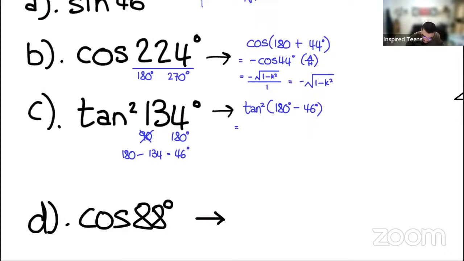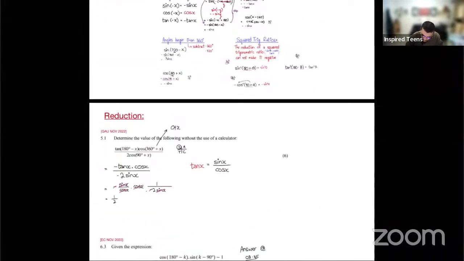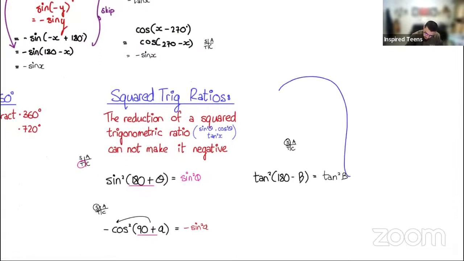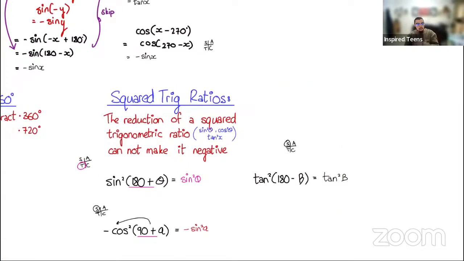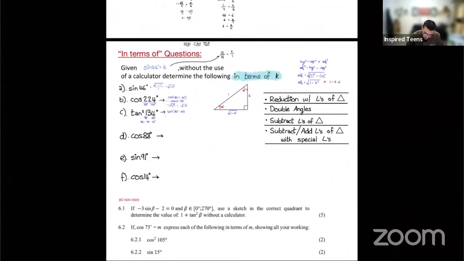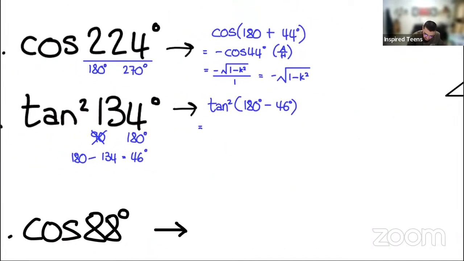Okay, so remember this tangent squared. If I'm not mistaken, we did examples with square, right? And how with the square, you cannot get a negative from the reduction of a squared trigonometric ratio. So in this case, the reduction itself cannot make it negative. If there was a pre-existing negative before it, that's fine, that would stay. But when you reduce it, it doesn't matter which quadrant it's in. The result of its reduction is always positive. Okay, so in this case, tangent of 180 minus 46 is negative, but it doesn't matter because it's squared. So this reduces to tangent squared 46.